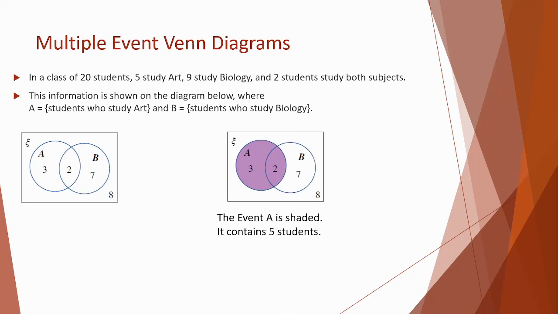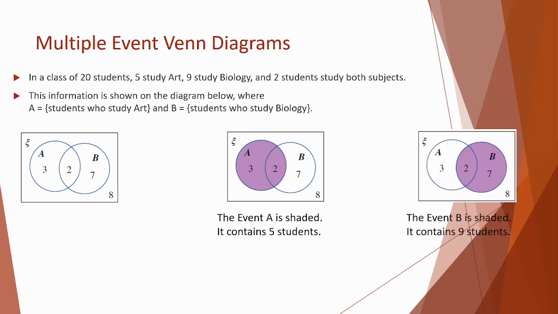Now I can shade in event A, and I can clearly see that there are 5 students shaded in there. And likewise, I can shade in B and show that there are 9 students shaded in there. You'll also notice that there's an 8 outside of that circle.